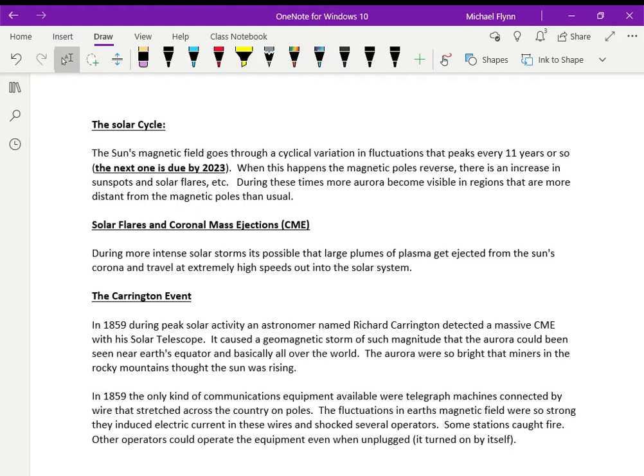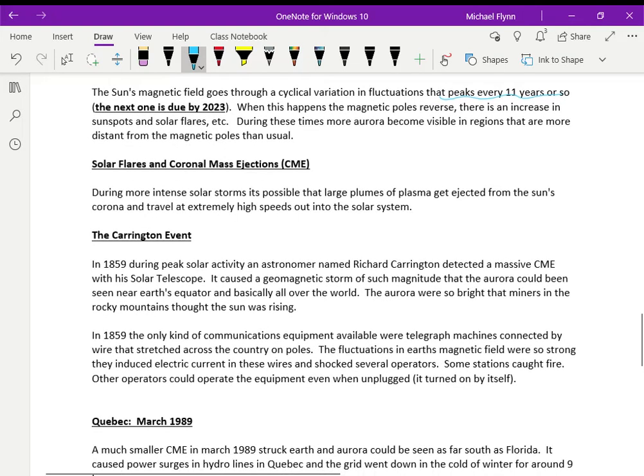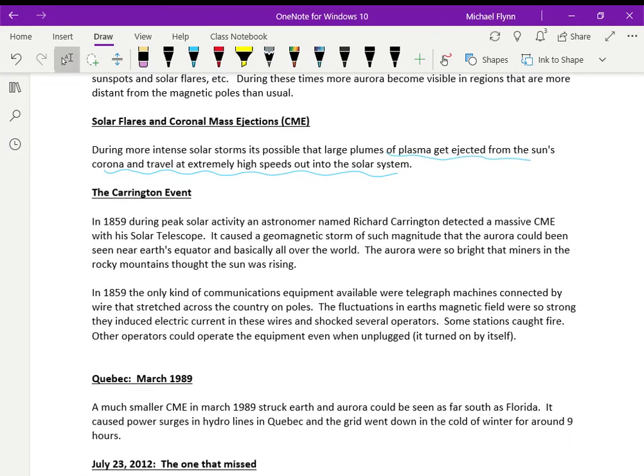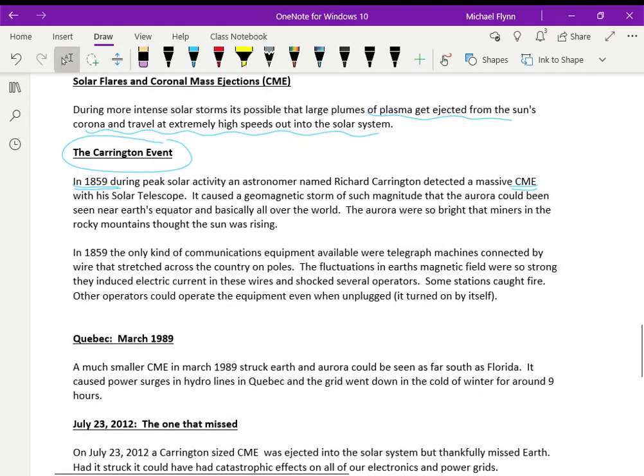All right, so what I said here was that the sun's activity peaks every 11 years, so that's important to remember. Solar flares and coronal mass ejections: plumes of plasma get ejected from the sun's corona and travel at extremely high speeds into the solar system, around 1 million miles per hour or 1.6 million kilometers per hour. Now, the Carrington event, which I mentioned, was in 1859. An astronomer named Richard Carrington detected a massive coronal mass ejection with his telescope, and about 24 hours later, there was a spectacular display of aurora viewed basically completely around the world.